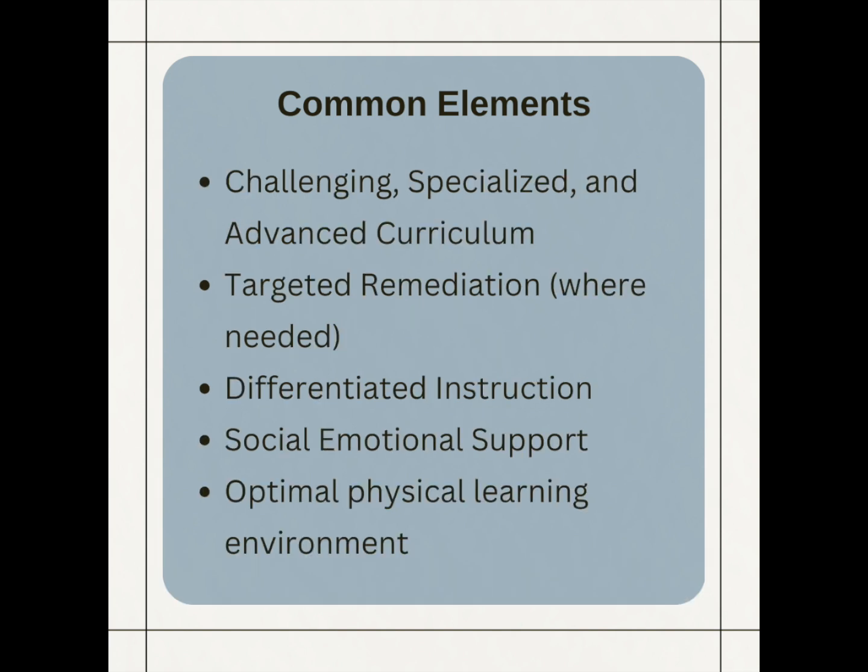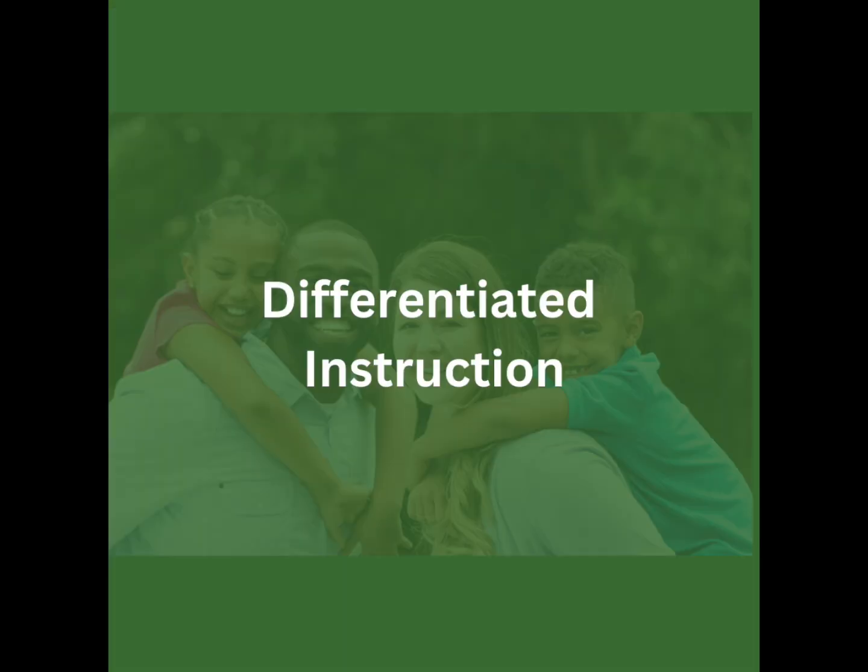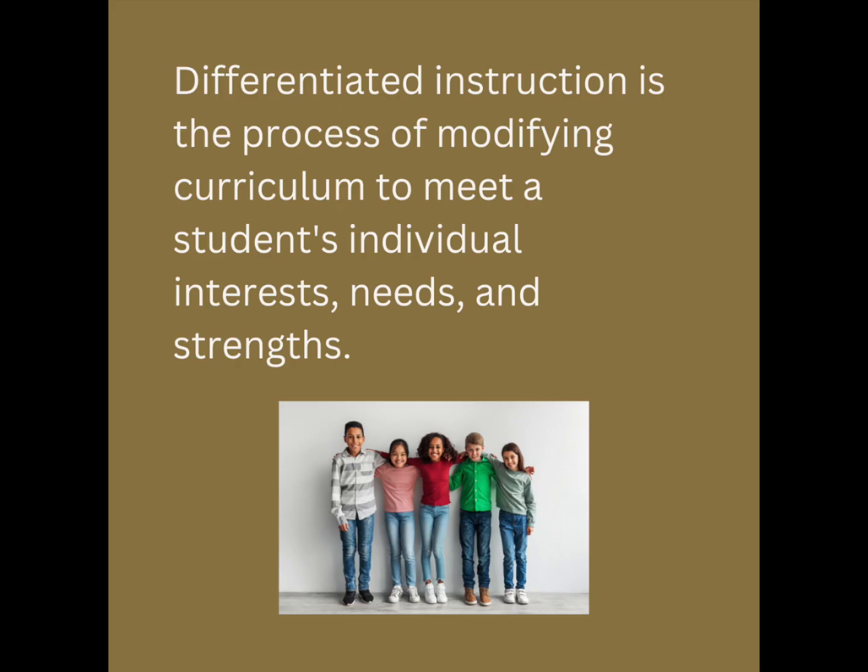Each of these 5 elements can be applied by the parent-teacher to their child's learning environment. Remember that only a small percentage of children thrive in a classroom environment where students are grouped within a certain age range to study the same curriculum at the same pace from one grade level to another. Ideally, every child should have an optimal education plan that causes them to thrive academically with their unique mix of strengths, interests, and challenges. What is differentiated instruction?